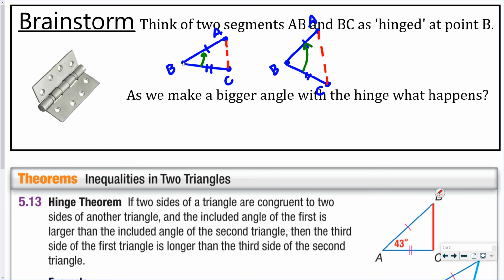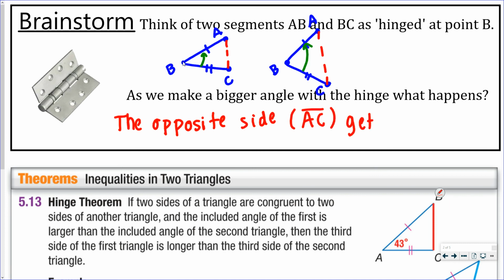As long as you have two congruent sides of two different triangles, or in the same triangle, the bigger that angle is, the bigger that third side is going to be. Okay? The opposite side, in this case it was AC, gets longer. Okay.